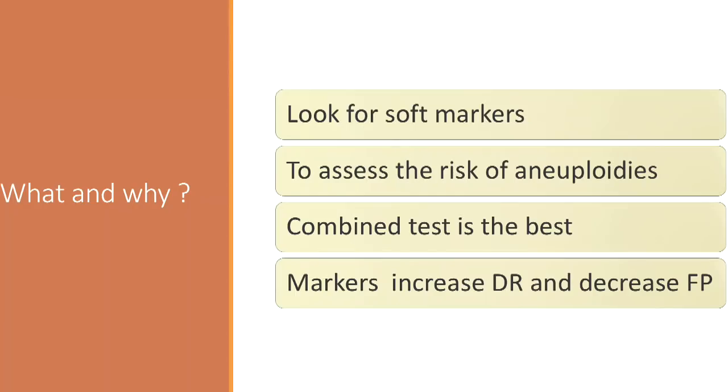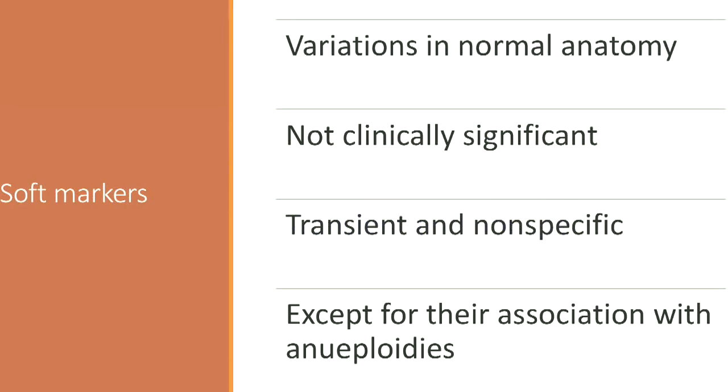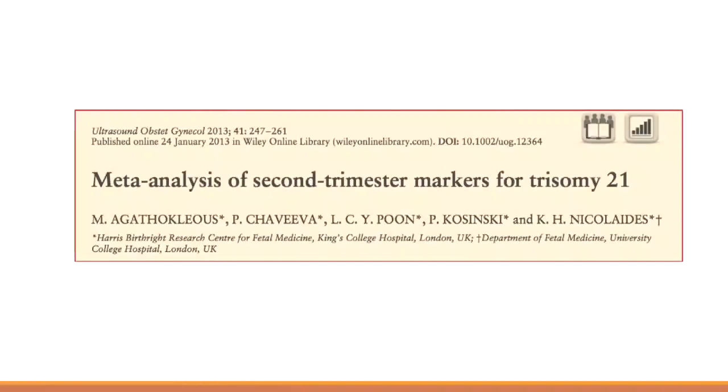The combined test is the best test, but the genetic sonogram acts as an add-on to your combined test. So basically what you are doing is looking at variations in normal anatomy, and trying to find out whether these markers will increase the risk of having a baby with Down syndrome. And this meta-analysis is something that all of you should read, because this is the paper that actually looks at these markers and gives you two important things.